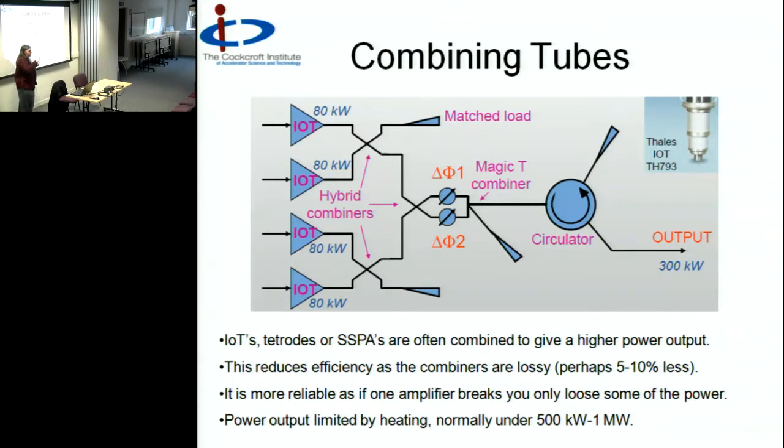You never just do a straight combination. You've always got to have some protection in here. So there's a load here in case there's some failure in one of the IOTs. So you have two combiners there, one combiner there, some phase shifters to correct the phase after you've combined, some protection loads and a circulator with another load to get the 300 kilowatts out.